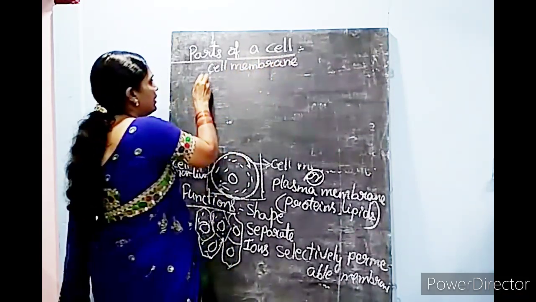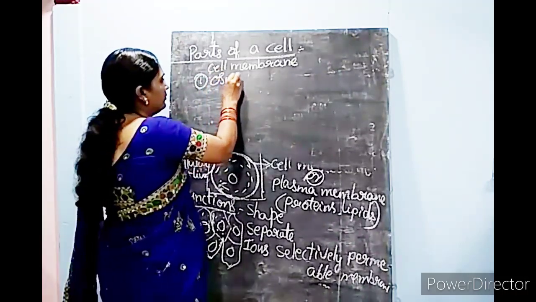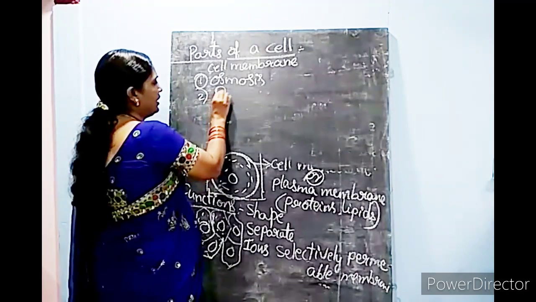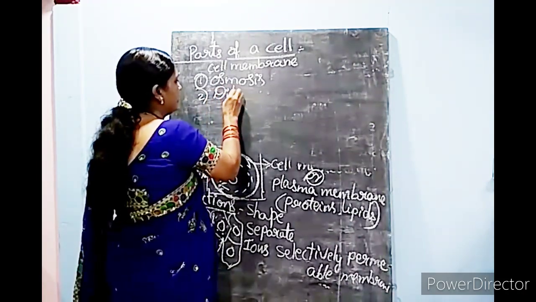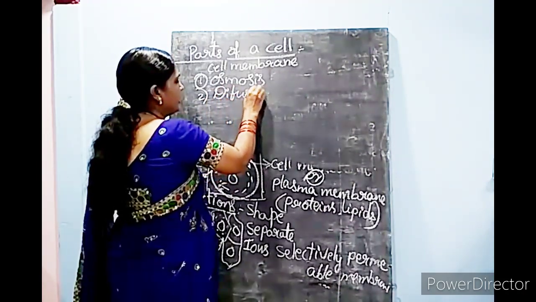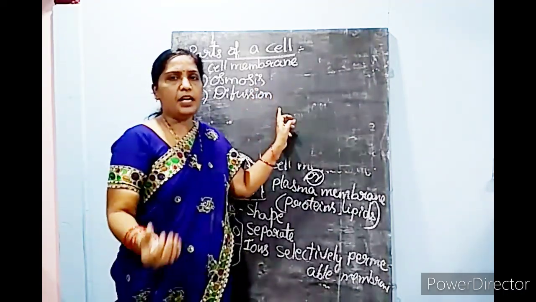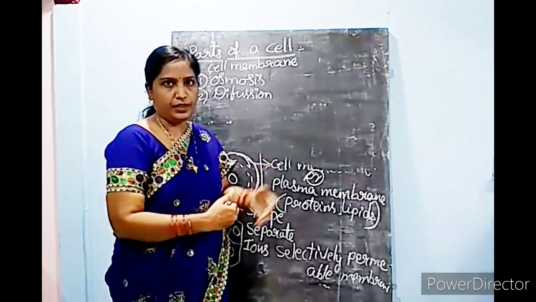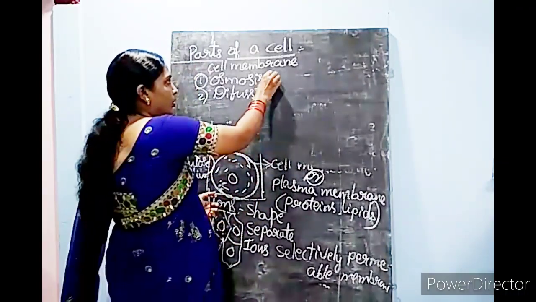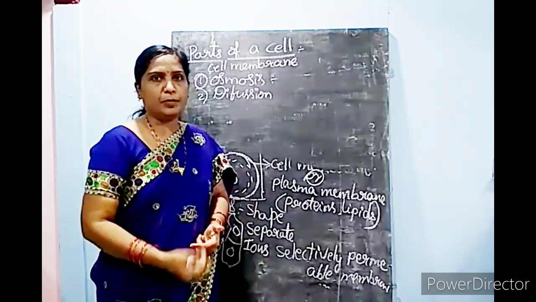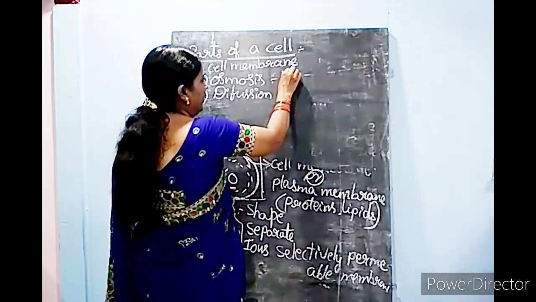They are osmosis and diffusion. Through these two methods, ions move in and out of a cell. Now we will see the meaning of osmosis. Osmosis takes place only in a liquid medium.